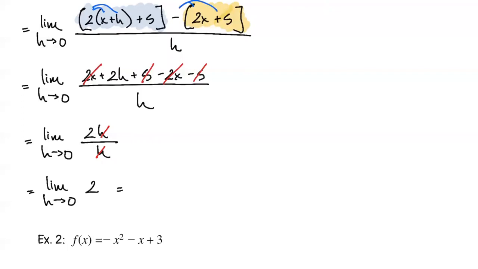When I plug in 0 for h, what do I get? Two. Yeah, I know that seems like a weird question, right? Because there's no h's. But if we think about where would we plug in the 0, then the answer is nowhere. We would plug it in nowhere because there's no h's. So that means we only have a 2.